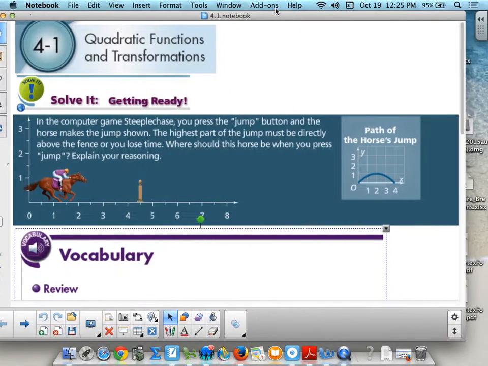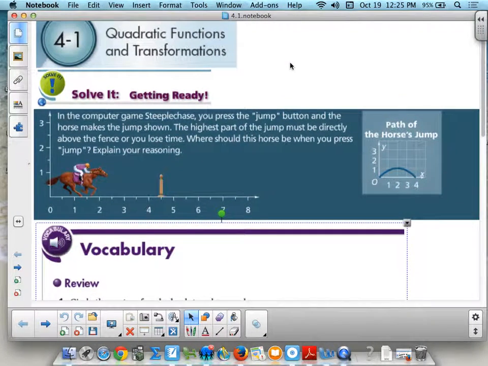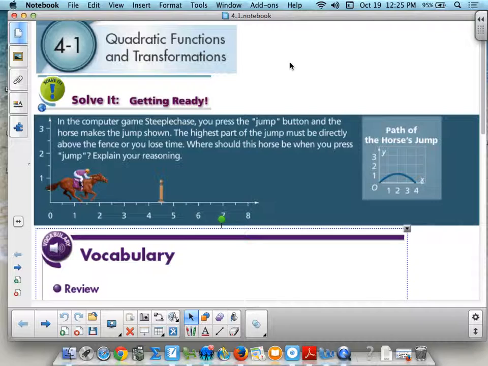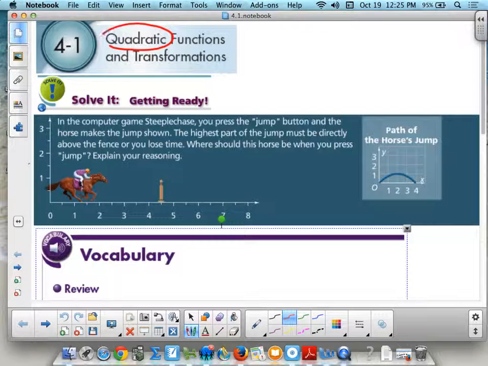All right. So chapter 4 is about that word, quadratic functions. Now, what did you just finish? Linear. We did linear. Good.